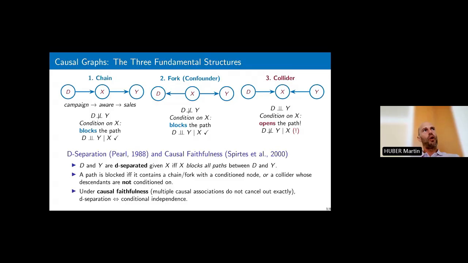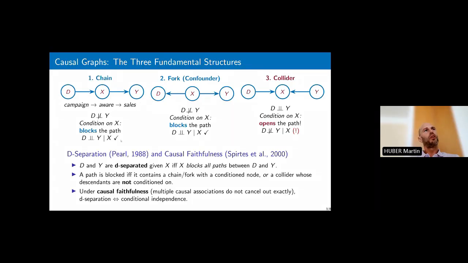Okay, so what that means is, through the causal effect of the campaign on the awareness and of awareness on sales, we have a statistical association between the campaign and the sales, right? So people who are exposed to the campaign buy on average more than people who are not exposed to the campaign. But as the effect runs entirely through awareness, what that means is if we control for awareness, so if we only take people that have the same level of awareness, then we actually find no longer any statistical association between the campaign and the sales.